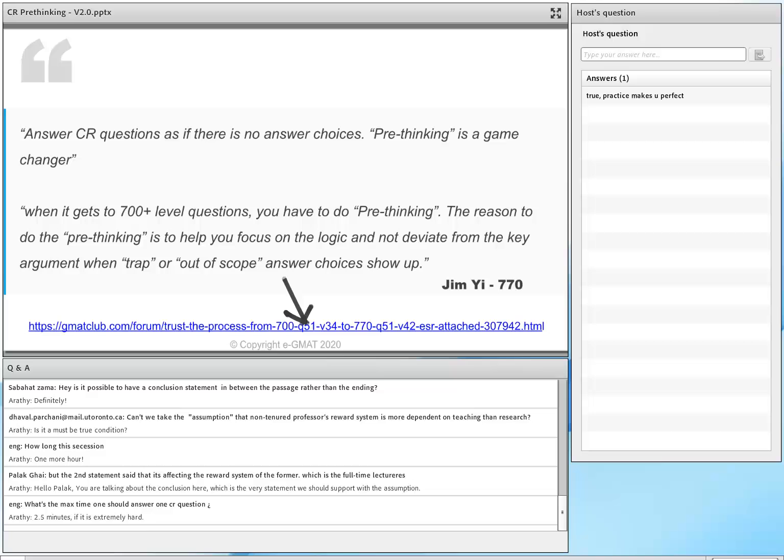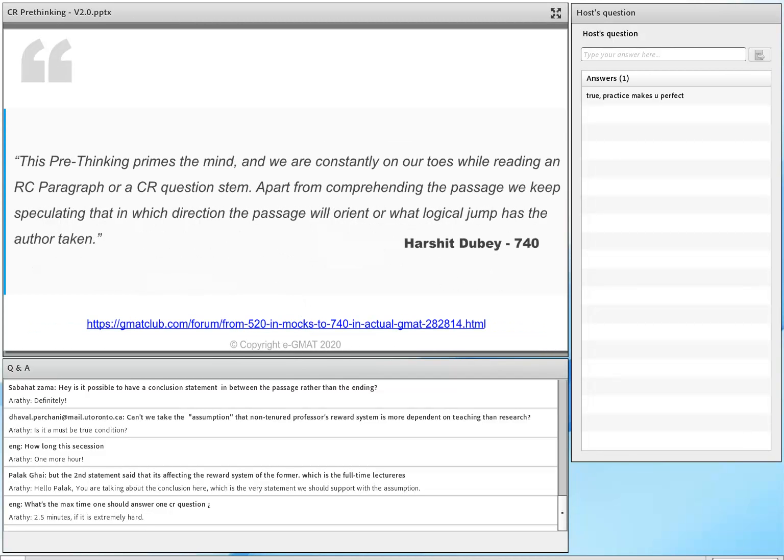He says, when it comes to 700-level questions, you have to do pre-thinking. The reason is to understand the logic and not deviate from the key argument when trap or out-of-scope answer choices show up. This guy recently got into Chicago and Columbia. There's another student who says, pre-thinking primes the mind. We are constantly on our toes while reading a paragraph, whether an RC paragraph or a CR argument. So pre-thinking helps you in both places.